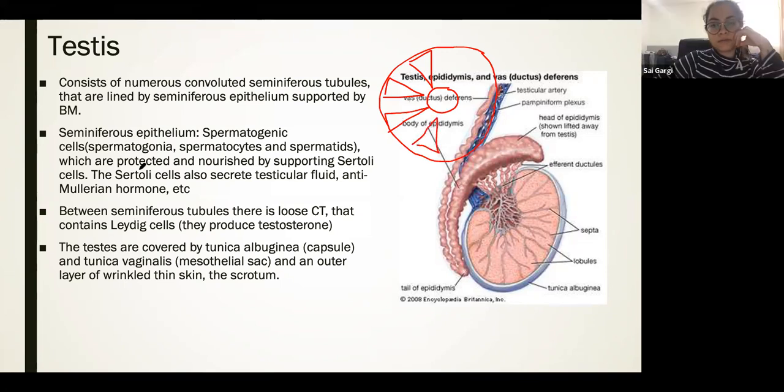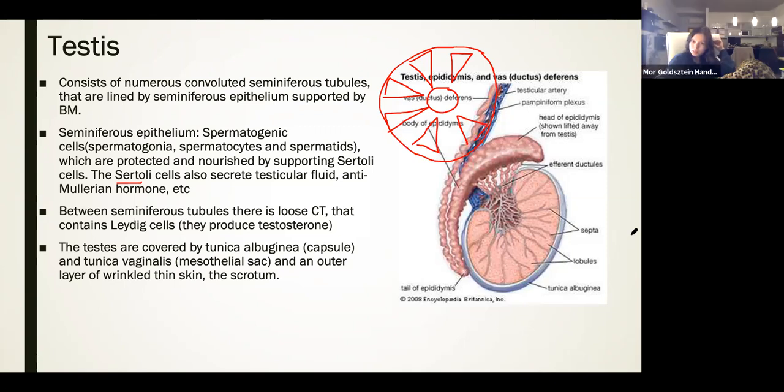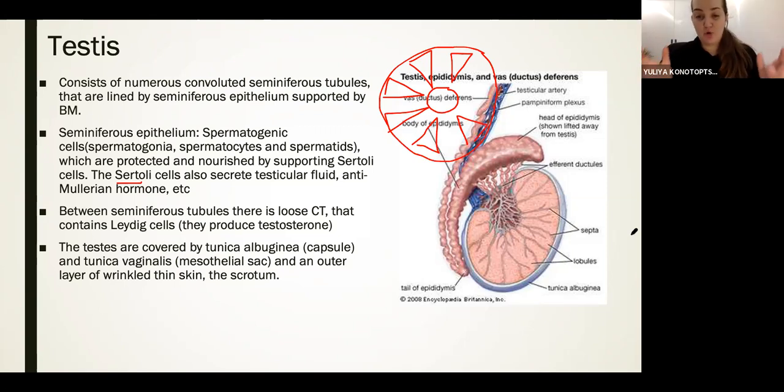Sertoli cells. Very good. You call them supporting cells or Sertoli cells. So these are the triangularly shaped Sertoli cells. Why are they called supporting cells? Because they support spermatogenesis. They support production of spermatozoa.